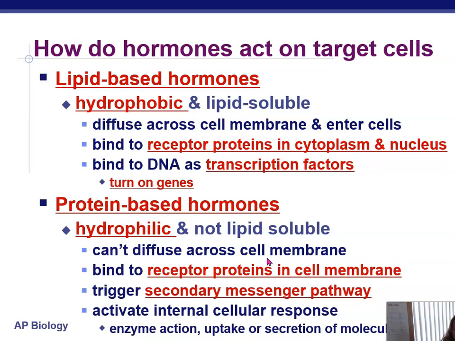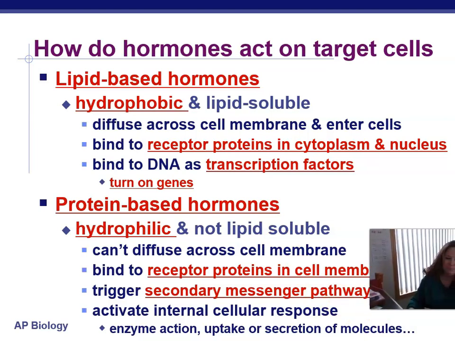So lipid-based hormones, remember, they're very much like the lipid bilayer. They tend to be hydrophobic, meaning they don't like water, and are lipid-soluble. So these tend to be able to diffuse across the cell membrane and enter cells easily like that. So their receptor tends to be in the cytoplasm or sometimes even in the nucleus. And these tend to bind to DNA as transcription factors, or they tend to turn on genes or activate transcription factors.